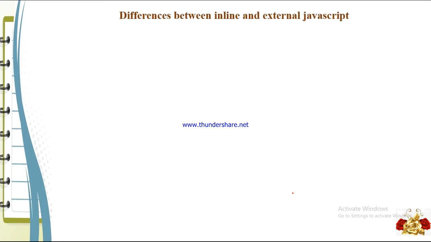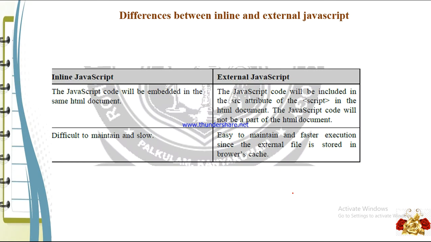Now, what's the difference between inline and external JavaScript? Earlier we discussed inline JavaScript and external JavaScript. For inline JavaScript, the code is embedded into the same HTML document. External JavaScript code is included in the src attribute of the script. The JavaScript code will not be part of the HTML document. But for inline, it's embedded in the same HTML document. So this is the first point.